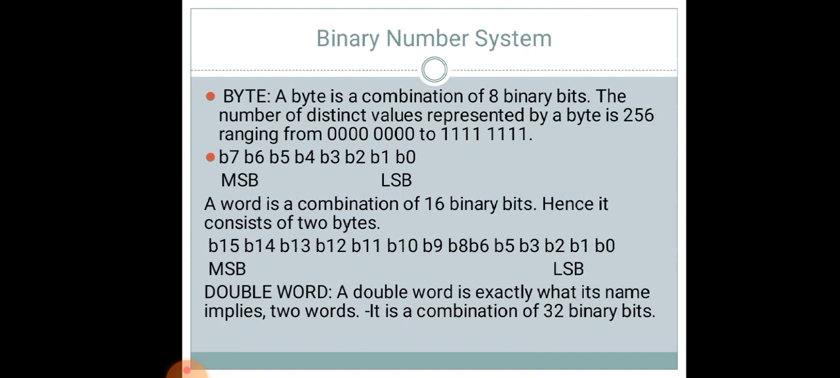That is, the combination of 8 binary bits equals 1 byte. 16 binary bits is 1 word, or you can say 2 bytes. Then 32 binary bits equals a double word, or you can say that it is 4 bytes, right.